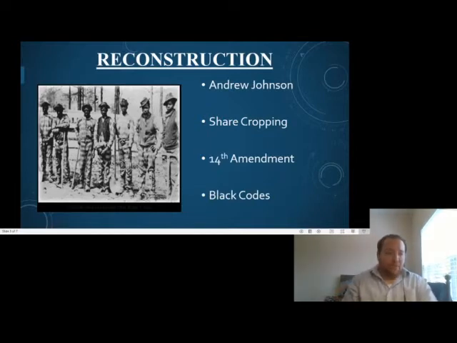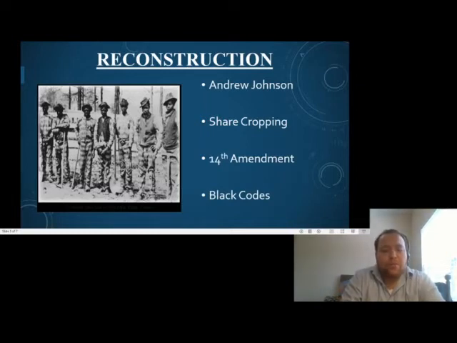There's no social mobility here, right? We think of in the United States today the American dream, being able to climb up the economic ladder. That wasn't happening for these people. Okay, so you have the implementation of sharecropping as an economic system in the South.